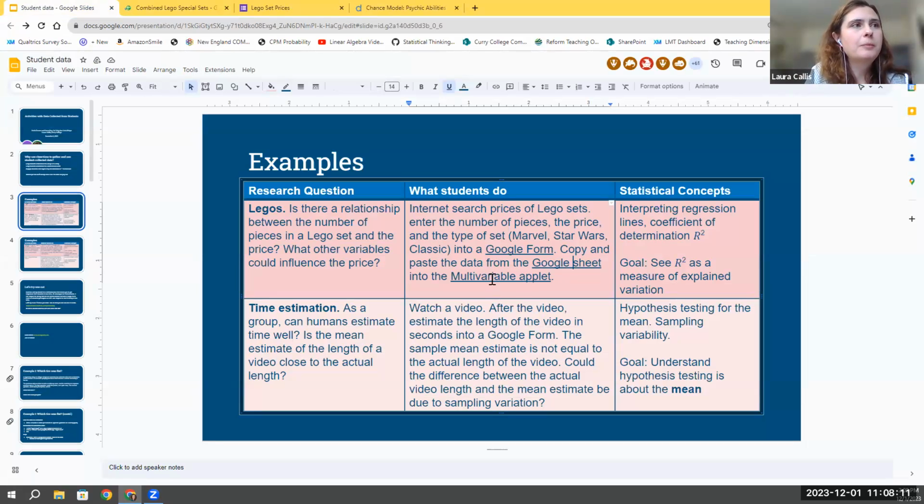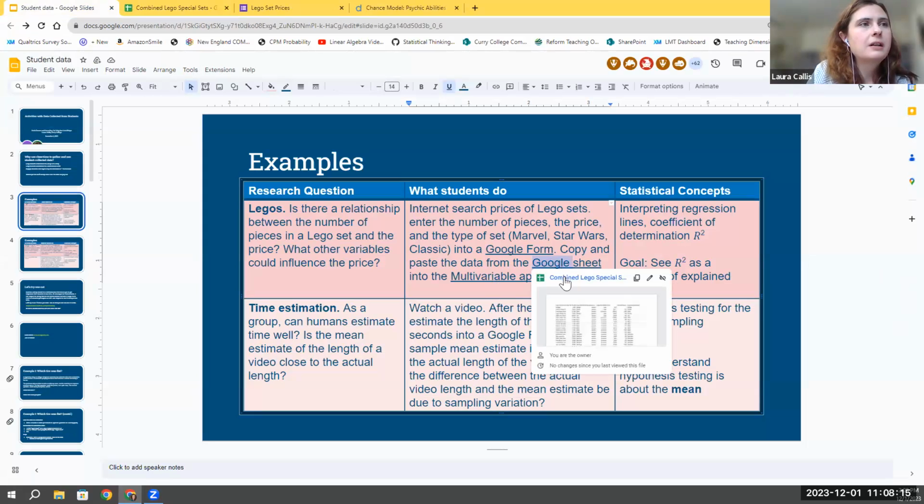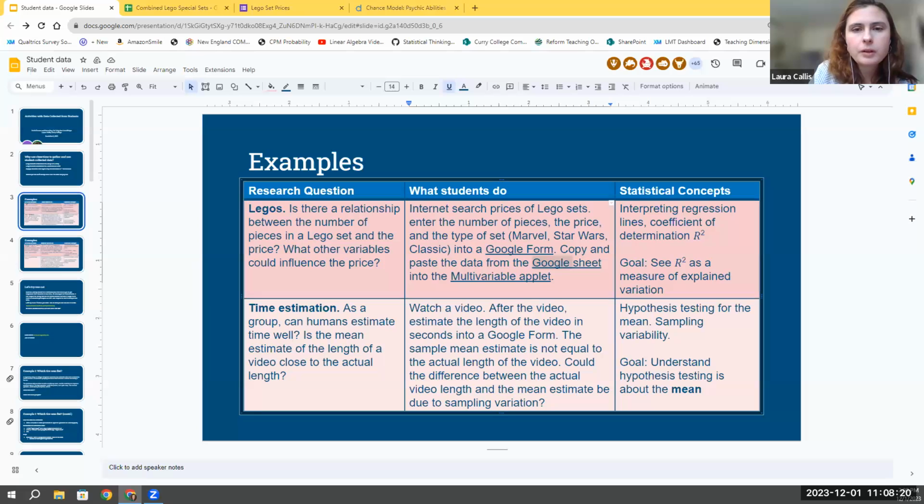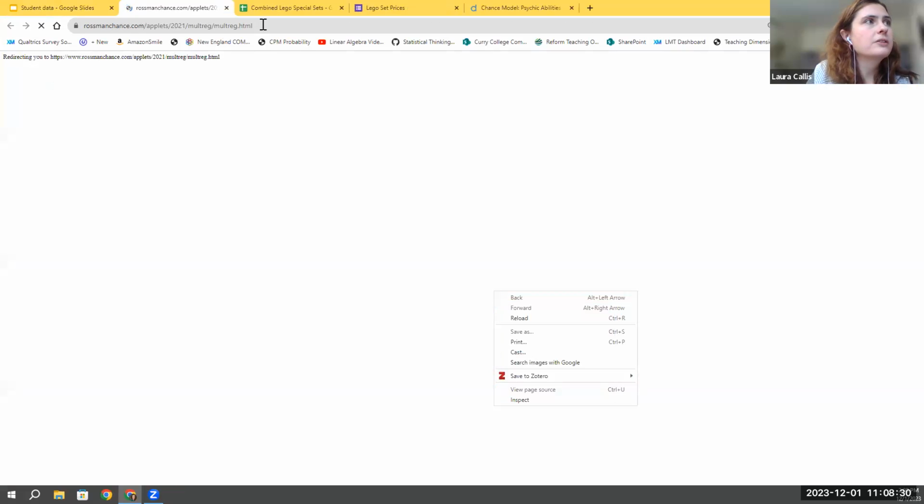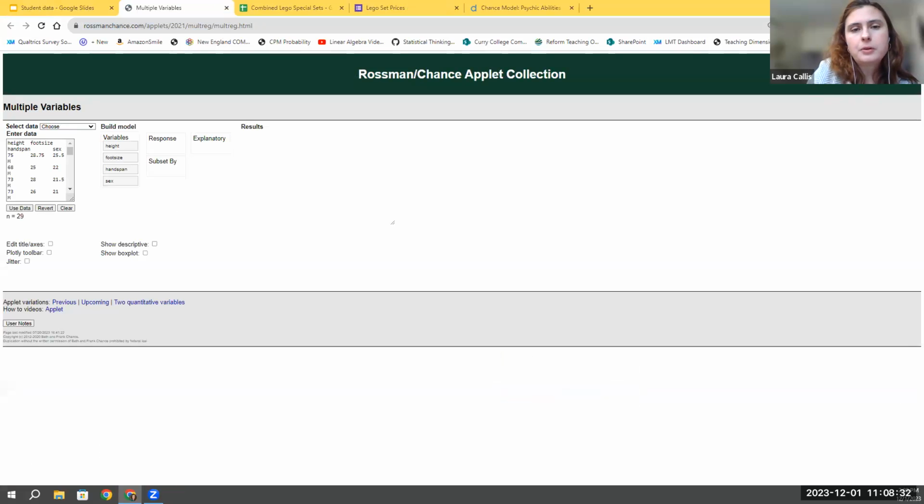And so I'm gonna put the links in the chat for you, but they're also on the slides in case you wanted to play as we go. So this is the data for Legos that my students collected a couple semesters ago. And then this is going to be, oh, I'll just click here. This is the applet that I'm going to use in case you want to play along.